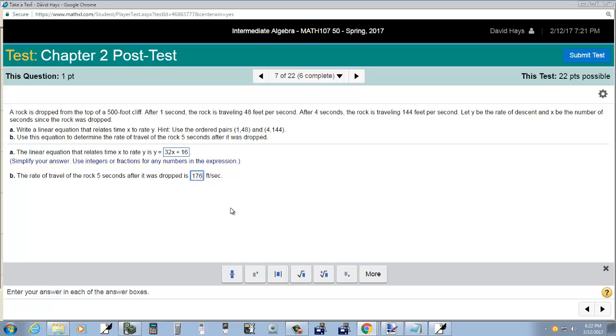Maybe. I assume this is not a trick one. It could be that it's already hit the bottom of the ground, which means it'd be 0, but we'll assume it's not a trick one.